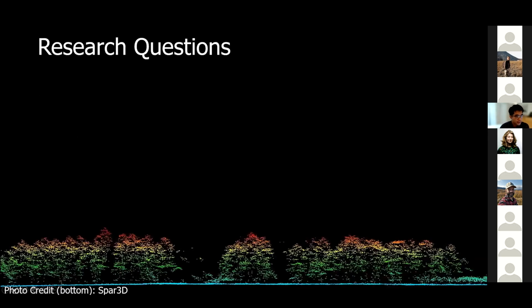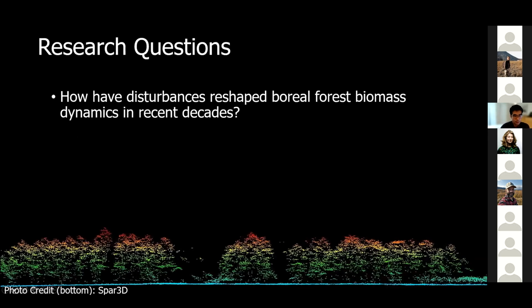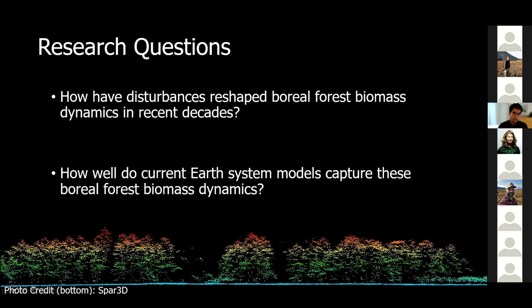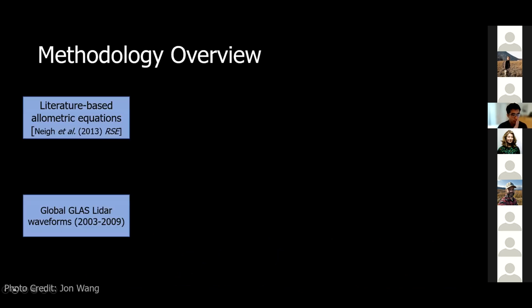The research questions I'm focused on here are two. The first I'm trying to understand is how have these disturbances, I'm talking about fires and harvests, reshaped boreal forest biomass dynamics in recent decades? And how well do current Earth system models capture these dynamics? And then what can we learn about how these models work by bringing to bear these large, dense remote sensing data sets? Just a quick overview of the methodology. The way we do this is that we use spaceborne LiDAR from the GLAS instrument flying on the ICESat satellite, and combine that with allometric equations, right?